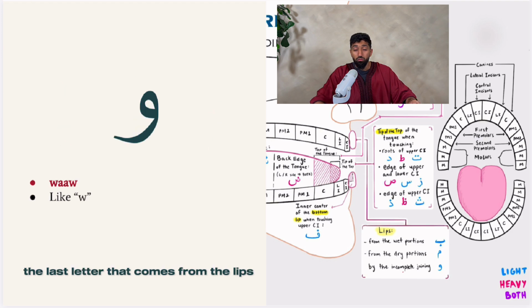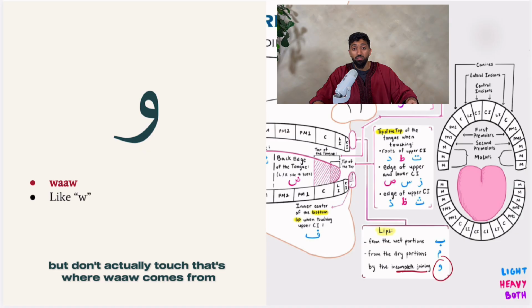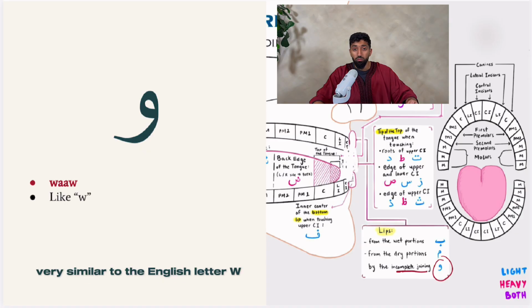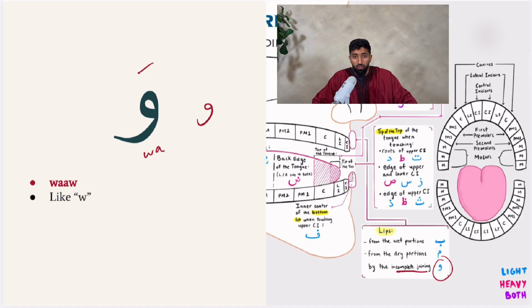The last letter that comes from the lips, the incomplete joining of the lips to be exact, is the letter wow. So when the lips come close together but don't actually touch, that's where wow comes from. Very similar to the English letter W. Wow fatha wa, wow kasra wi, wow dhamma wu.